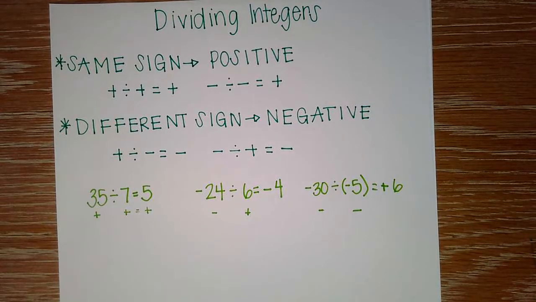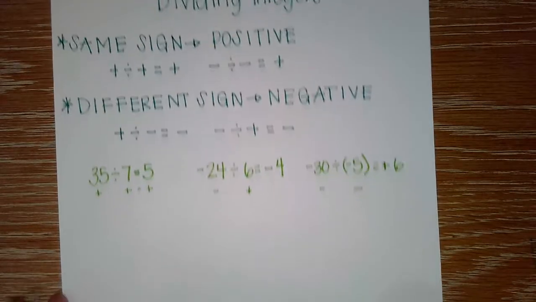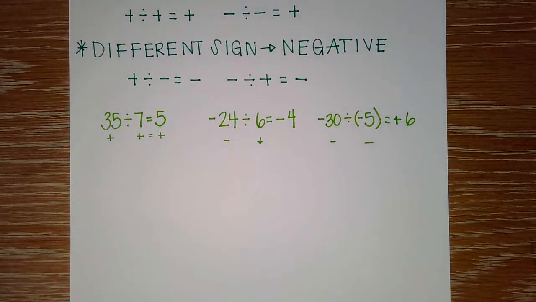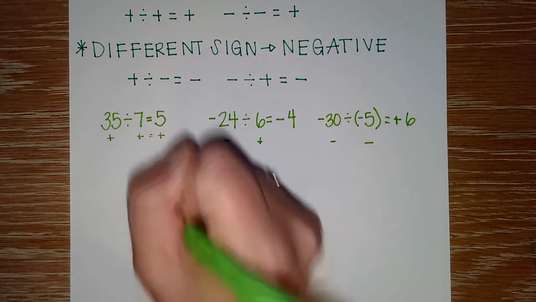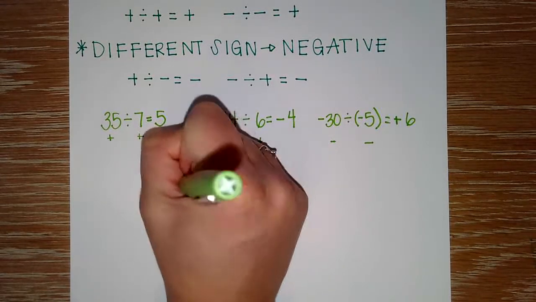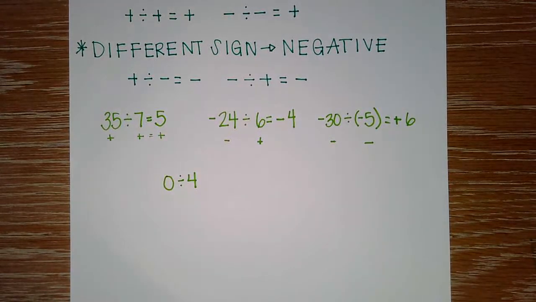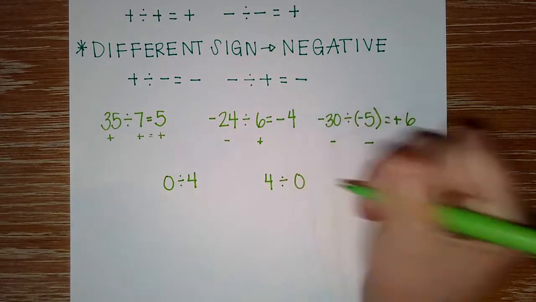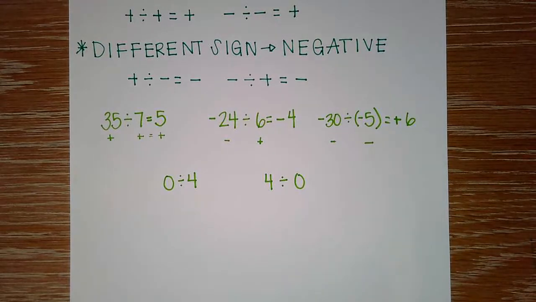Now, there are two more problems that I would like to draw your attention to, and they look similar, but they are in fact different. So if I have 0 divided by 4, we'll do positive, and then 4 divided by 0. I want to know what those answers are, what those quotients are.